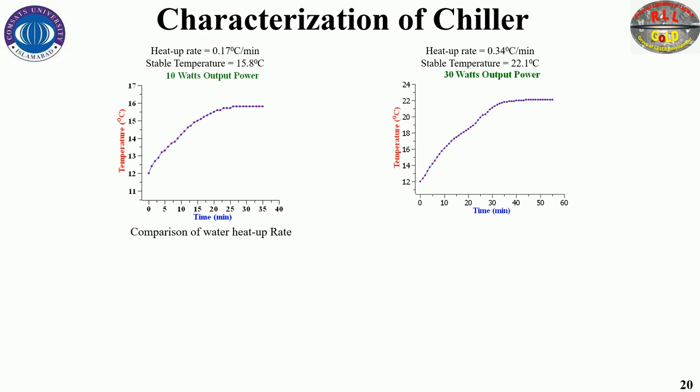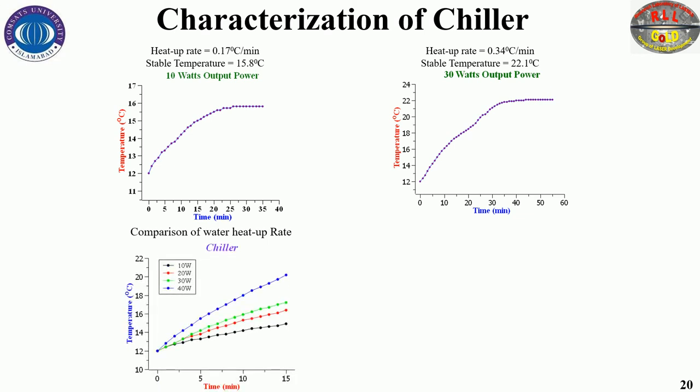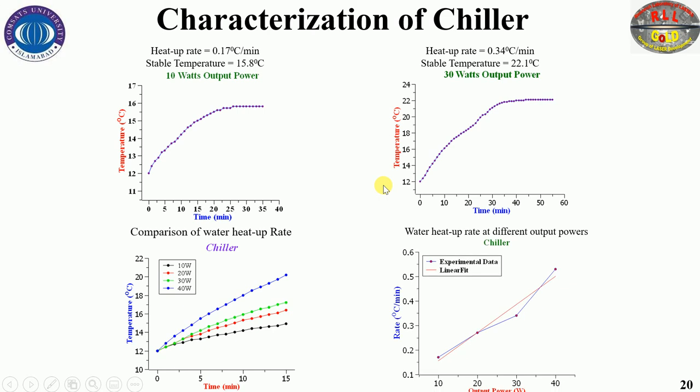Comparison of water heat up rate. This is the comparison of water heat up rate, which shows that at low output power the water heats up slowly, but at high output power the water heats up very rapidly because too much heat is produced in the laser cavity. This is the water heat up rate at different output power.